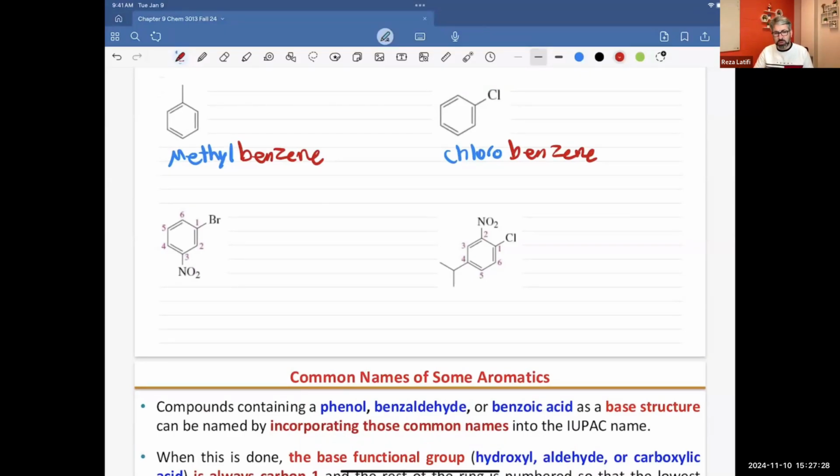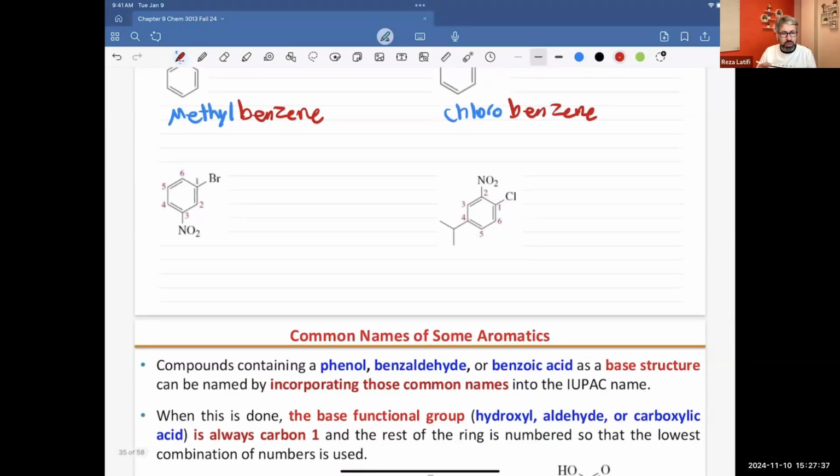Now, if you have two substituents, just simply alphabetize them, assuming none of them is a functional group. In this case, bromo and nitro, none of them are functional groups. So I'm going to alphabetize them, and the one that comes first alphabetically, you give one to it. In this case, you say 1-bromo, and then 3-nitro, and at the end, say benzene. So if you have two substituents, just simply alphabetize them and assume there is no functional group here.